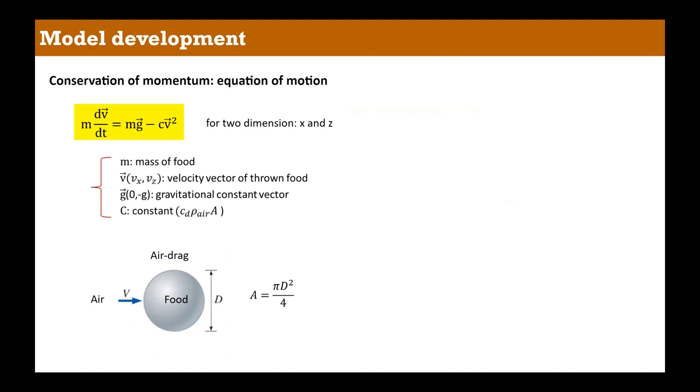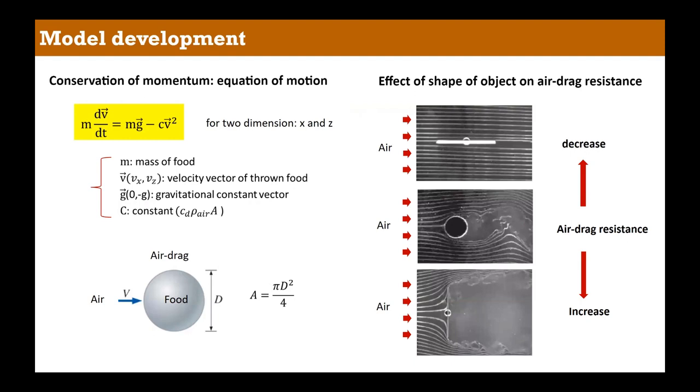For a visual representation of this, you can see in the image on the right that objects with a smaller diameter at that moment have less air drag resistance. But as the diameter increases, so does the air drag resistance.